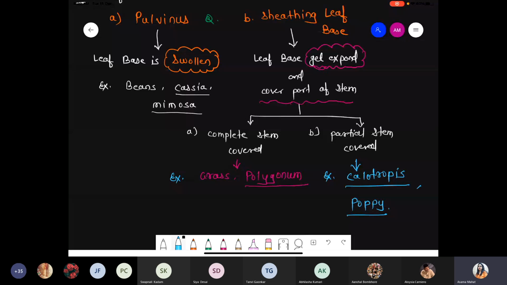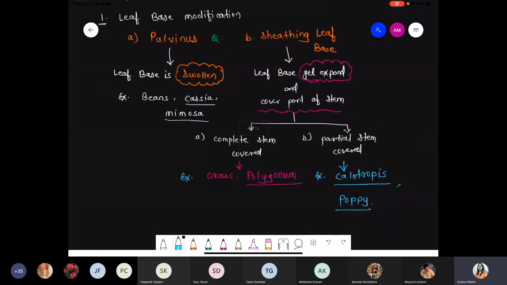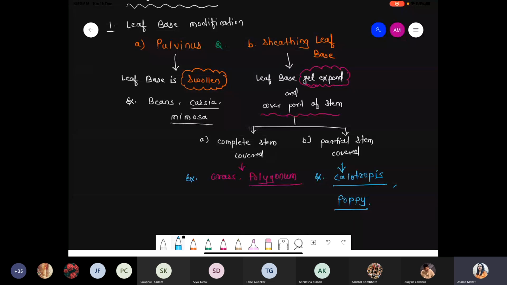It is a kitchen ingredient. So poppy and the calotropis, these are the two examples where the stem is partially covered. Done with this part. So these are the two examples which come under the leaf based modification.